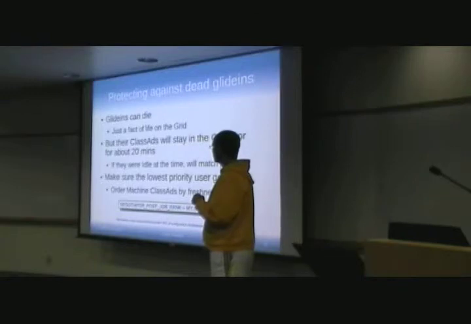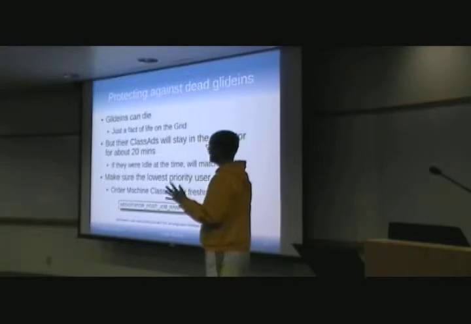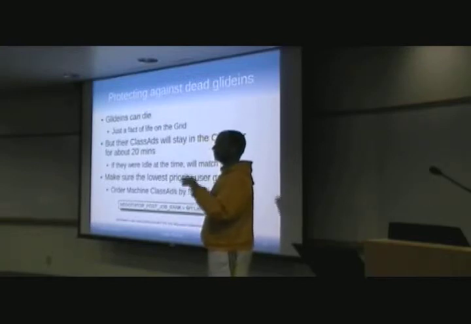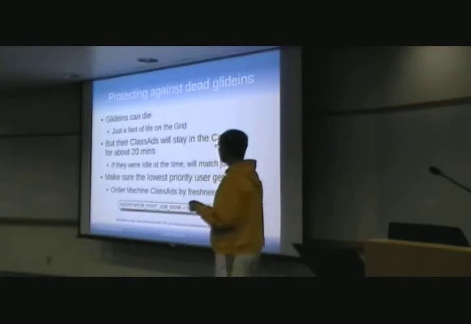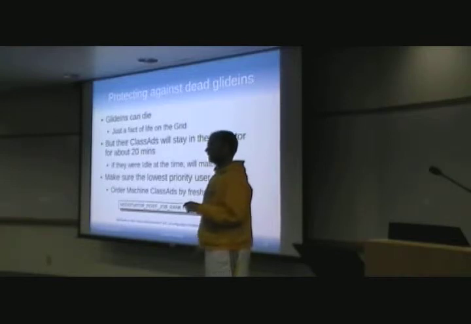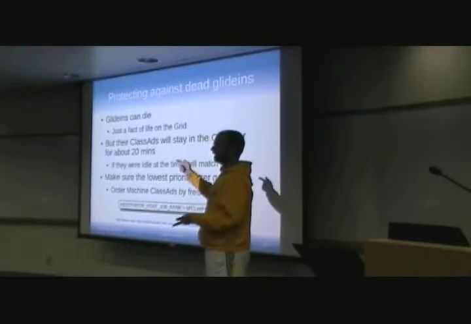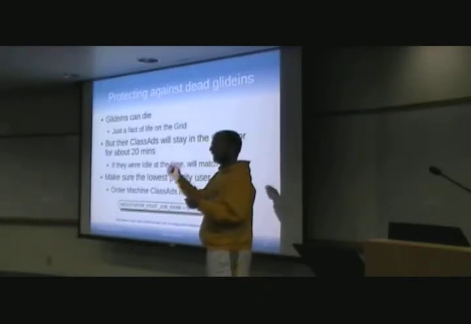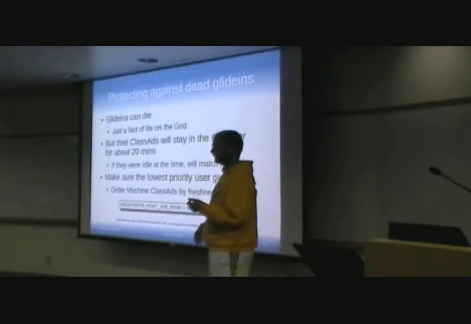The other thing you want to set in the negotiator is to protect against dead glideins, or at least remove damage from dead glideins. So glideins can die. It's just a fact of life in grid computing. Sometimes the glidein will just, boom, die into nowhere for whatever reason. But the classads will still stay in the collector for about 20 minutes because there is no permanent, persistent connection between the glidein and the collector. It's just periodic updates, and the collector will get rid of them only if they didn't update the classads 3 times in a row, which is about 20 minutes.